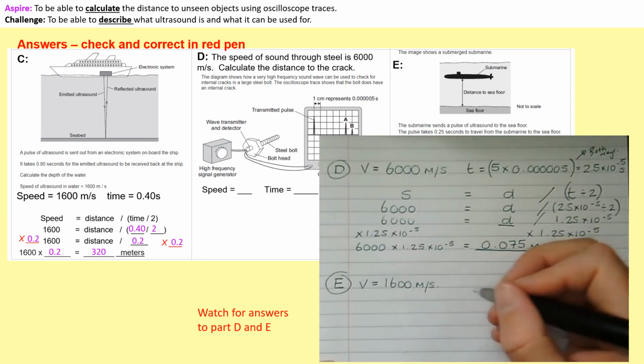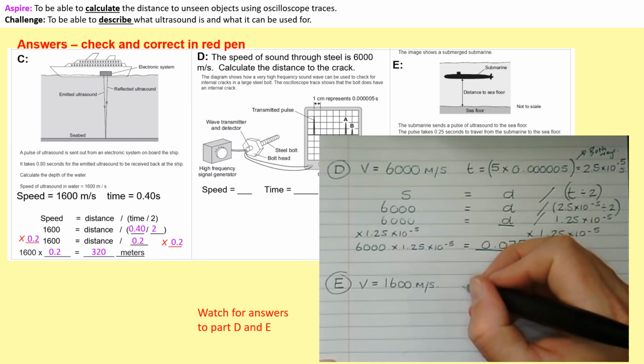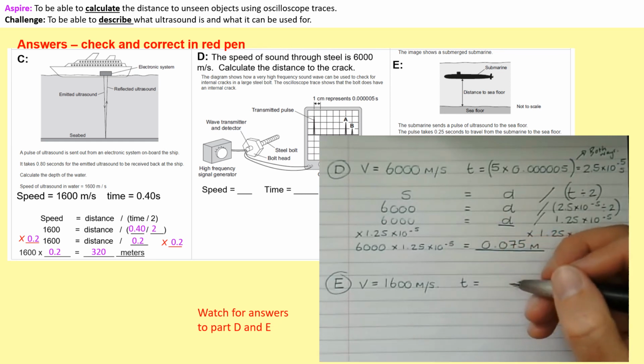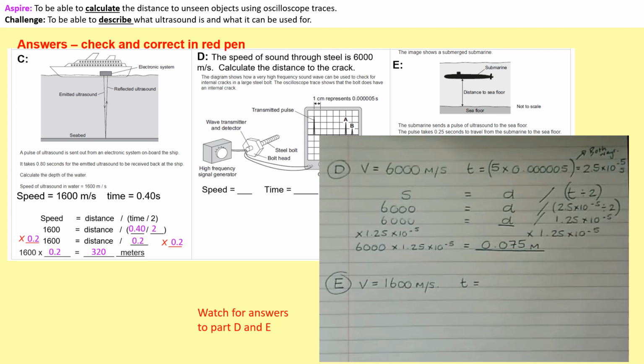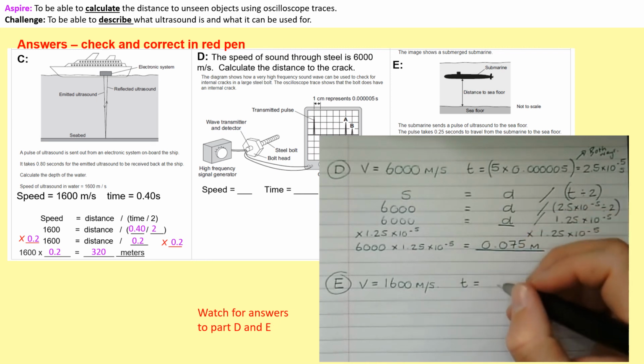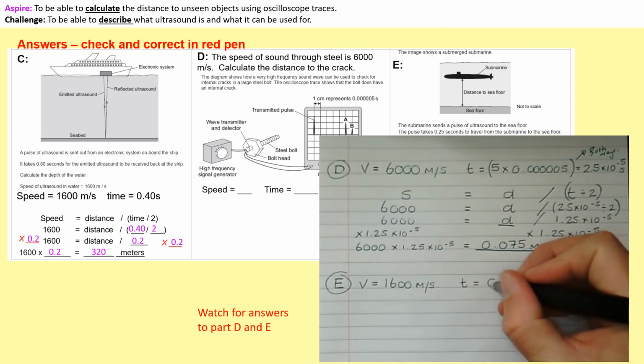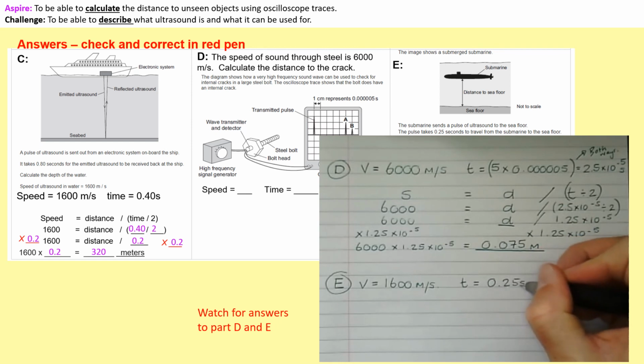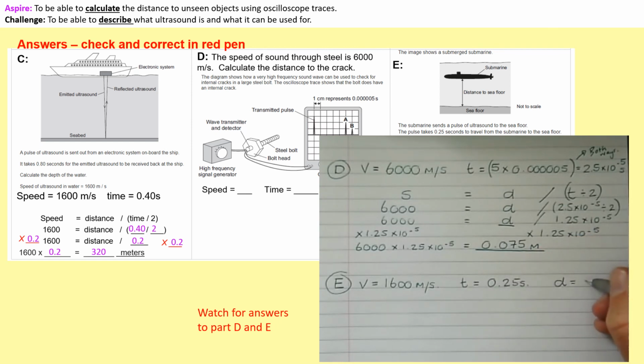So the time. So we're told that it takes, now if you look at the arrow, it's only going to the seafloor. It sends a pulse, and it says it takes 0.25 seconds to travel from the submarine to the seafloor. That's different to this one because this one was the floor and back. So our time, we don't need to do anything with it here. So it's 0.25 seconds. And remember, we are trying to find the distance, which will be in meters.